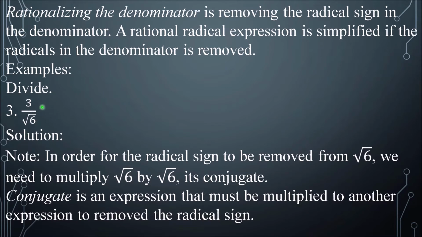So we need to simplify this. Now, in order for the radical sign to be removed from square root of 6, we need to multiply square root of 6 by itself, square root of 6. And we call that its conjugate. So the conjugate of square root of 6 is square root of 6. Now, what is a conjugate? Conjugate is an expression that must be multiplied to another expression to remove the radical sign.